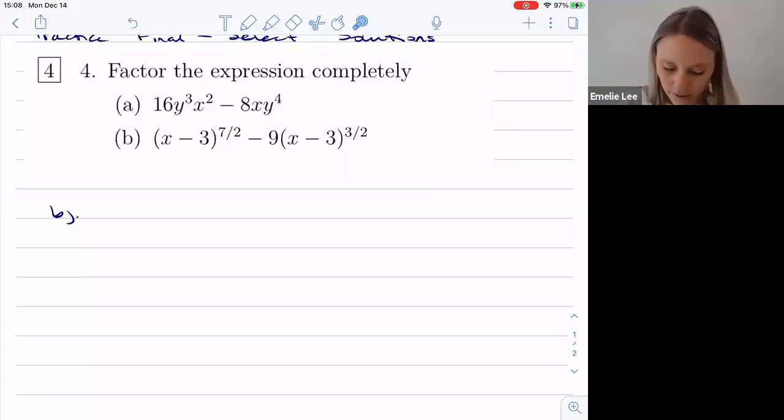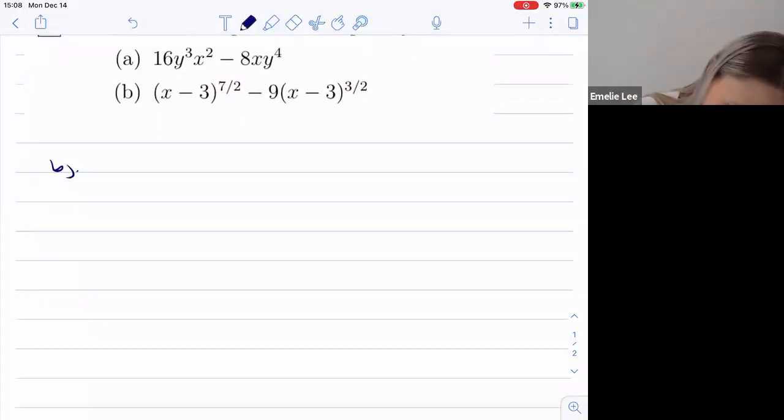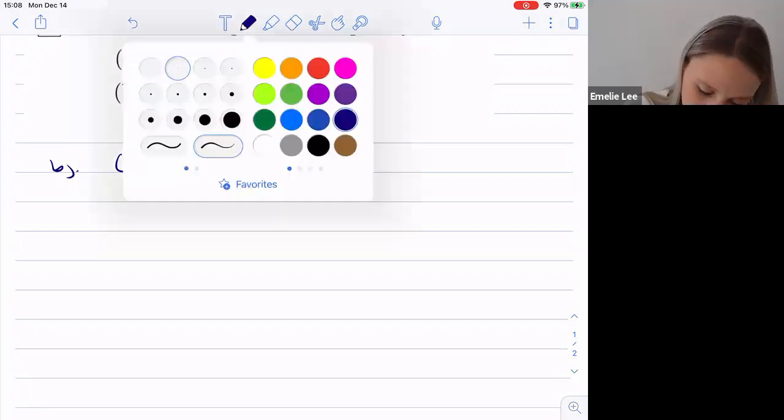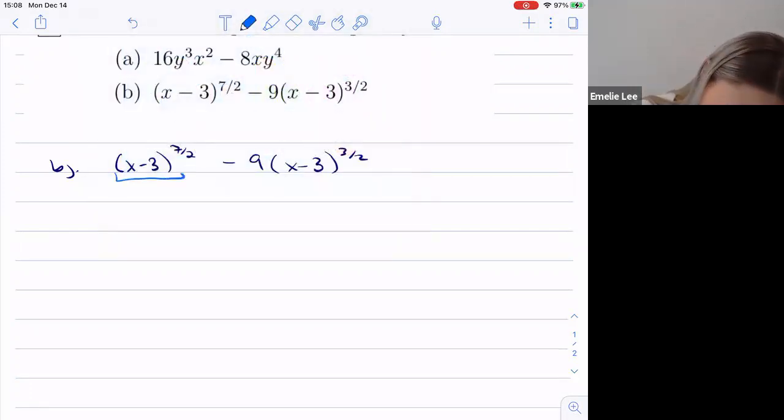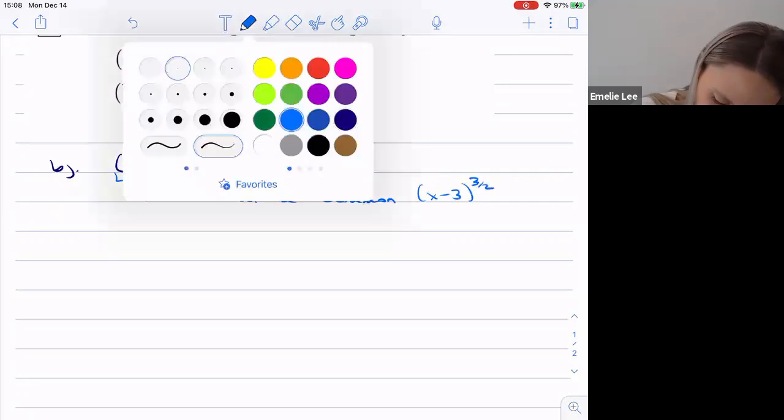So if I want to split these up, for example, if I want to bring out this 3/2 and pull that off to the side, I can rewrite 7/2 as 3/2 plus 4/2 because they have that common denominator. So this is what this would look like, right? We've got x minus 3. You know what? I'll write out the full question just to be proper here, and then I'll make a note of what I'm doing. Factor out a common x minus 3 to the 3/2.